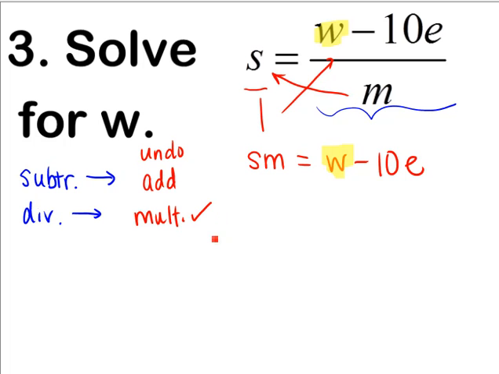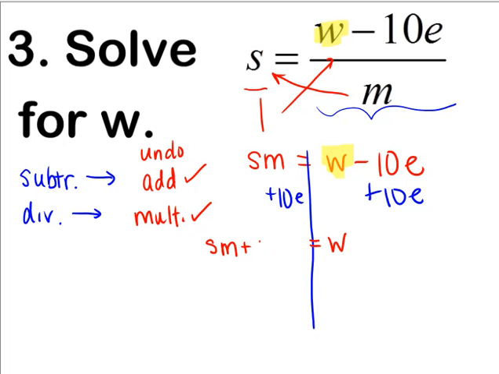I've taken care of the division part, so now I'm going to take care of the subtraction. I can do that by adding the 10e to both sides. I'll go ahead and draw that line down the equal sign so it separates the right hand and left hand side. I then end up with my final answer of w equals, these are not like terms, so all I can do is write them together, sm plus 10e.